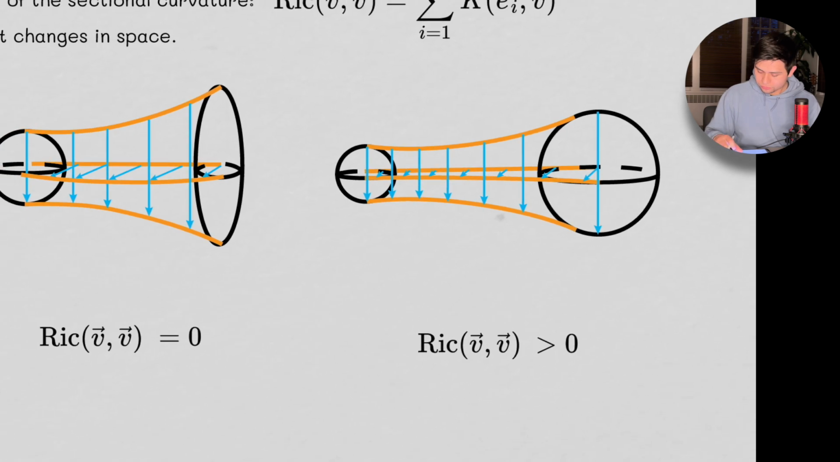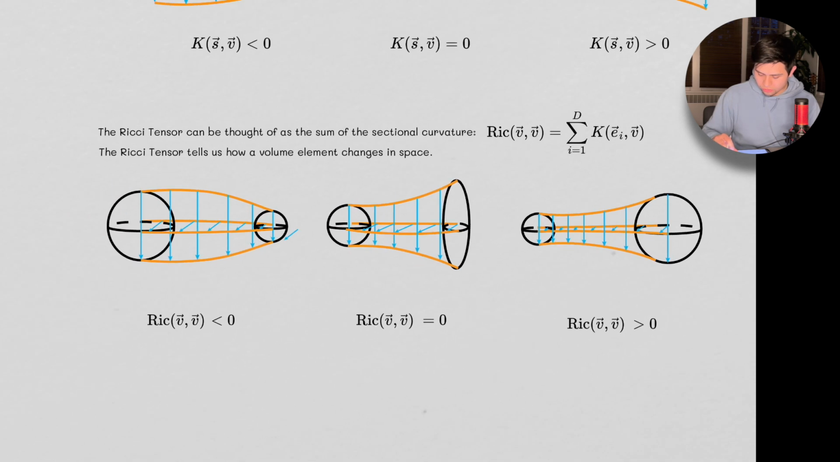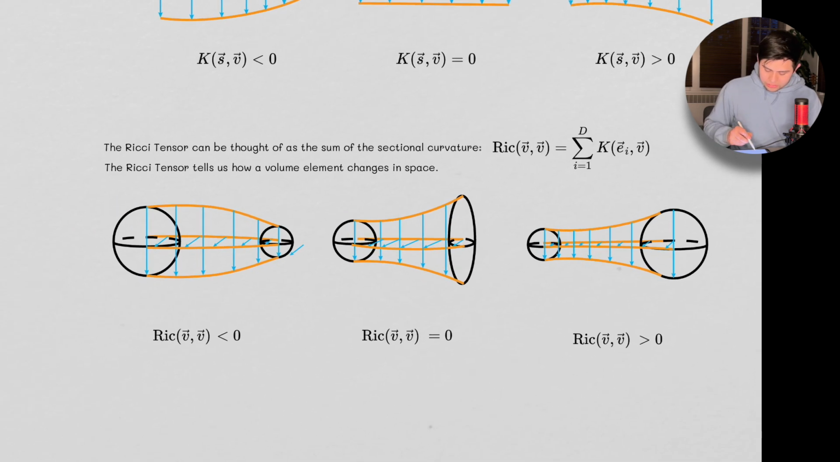And then we have the Ricci scalar being greater than 0. That's where volumes get bigger, right? So this here is the Ricci tensor summation, or the point that we're trying to get at with the Ricci tensor.